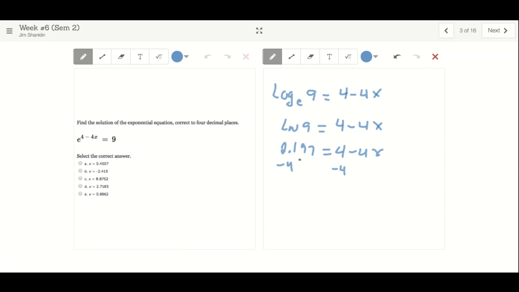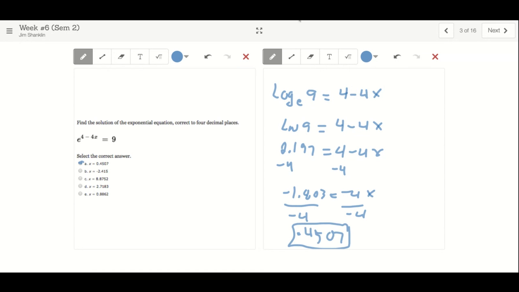Okay, so I end up with what? 2.197 minus 4 is equal to negative 1.803, which is equal to negative 4x. I'm going to divide by negative 4. And I end up with 0.45. Letter A.